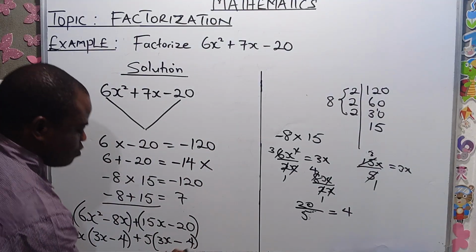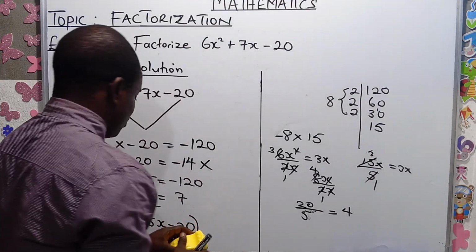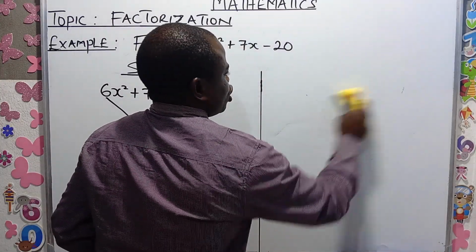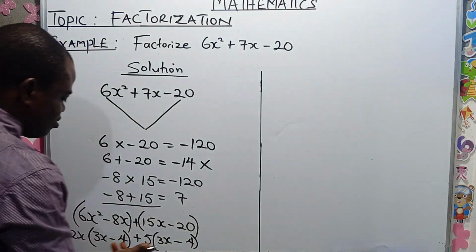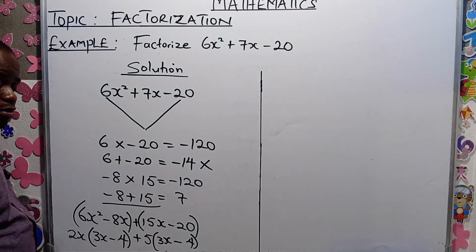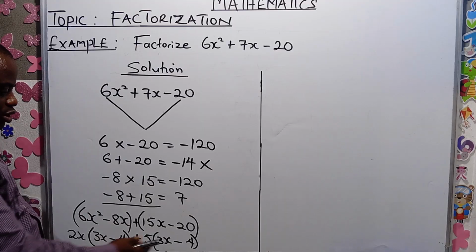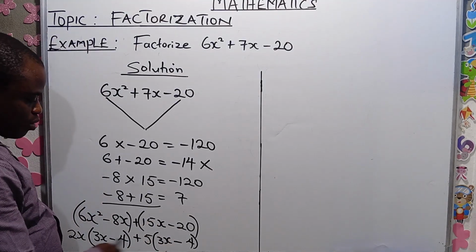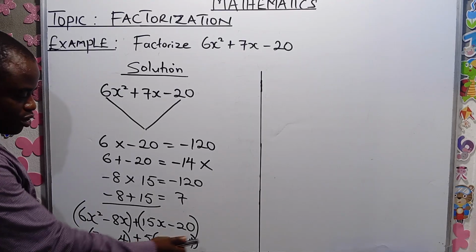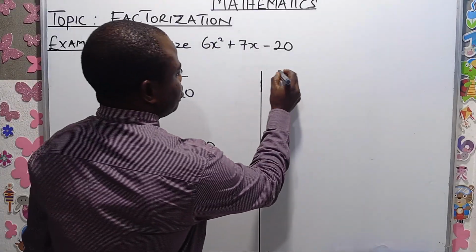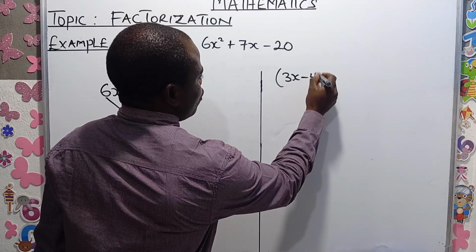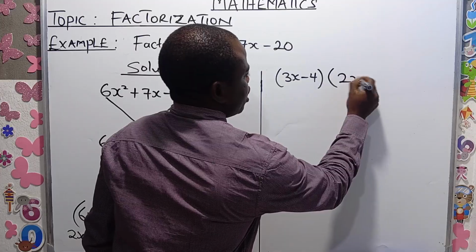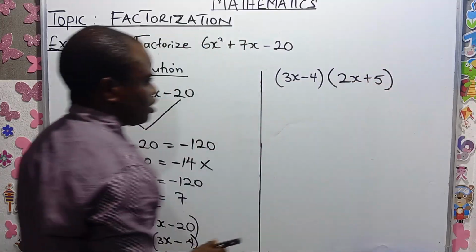That's minus 4. Now, if you look at what I just solved, you will notice that we're having the same expression in the bracket. That means that we are correct. In a case that you are solving it and what's in the bracket are not the same, it means that we are wrong. Now you pick one of the expressions in the bracket. Since they are the same, you have 3x minus 4, close the bracket, and you have 2x plus 5 outside, 2x plus 5, you close the bracket.